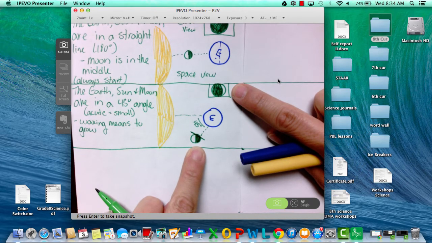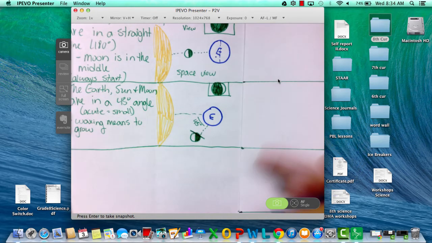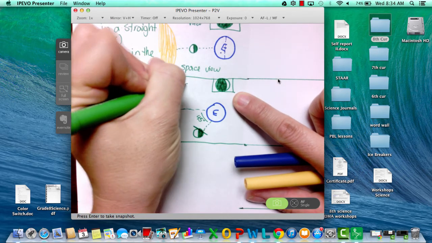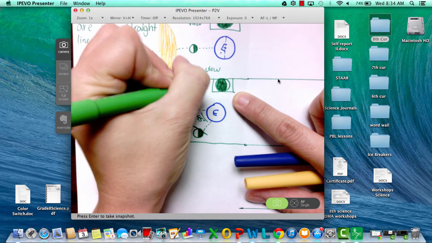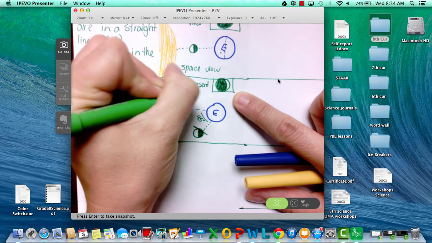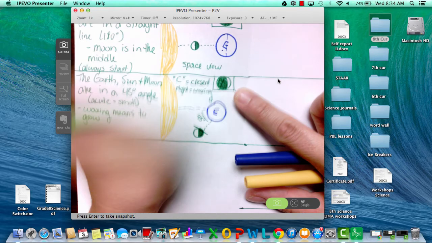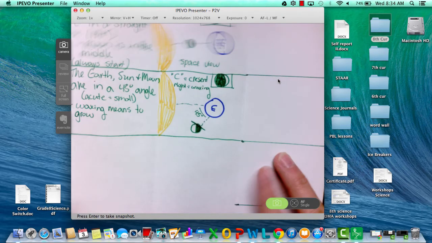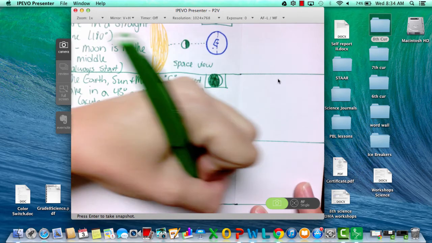So the only thing that's changing is the angle. So it does kind of look like a backwards C. So we're going to write a C for crescent. And because the right side is lit, it is waxing. So let's move on to first quarter. I'll go ahead and draw my last line.